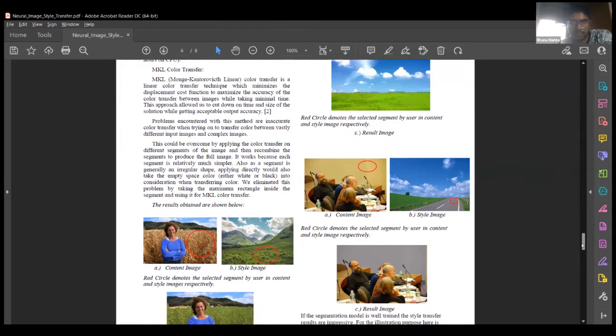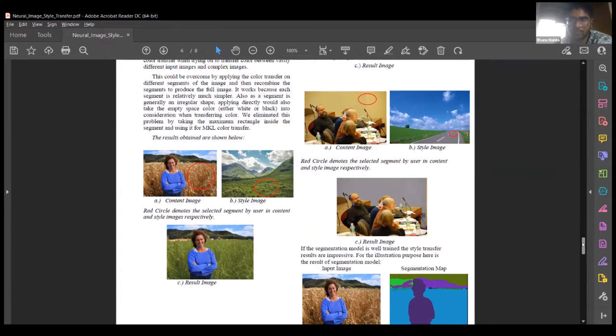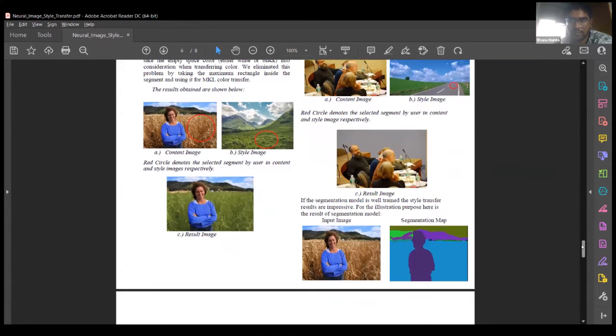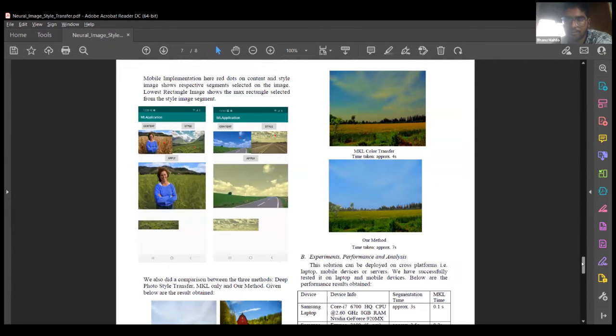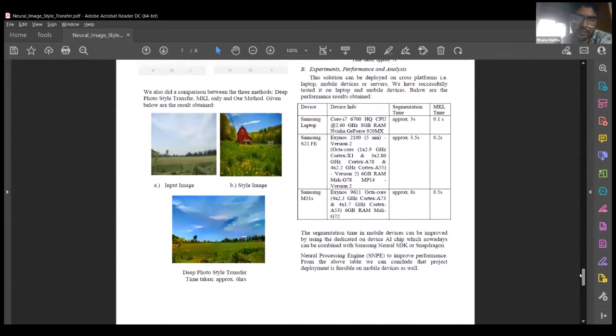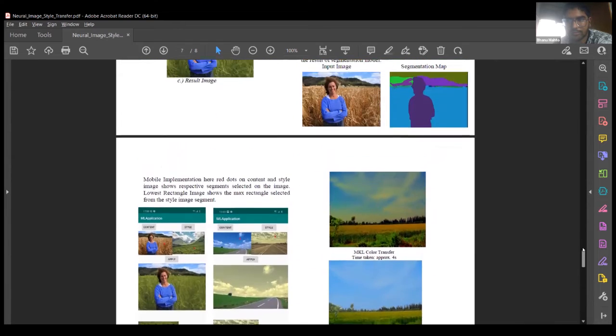Similarly, we have done it for various things, but first we tried to implement this on the laptop version, which we successfully did. And after that, we also went on to the mobile version of it, wherein we optimized the latency to 7 seconds, which was a pretty good thing, because earlier the full image style transfer would take 6 hours. So that was our achievement in this paper.